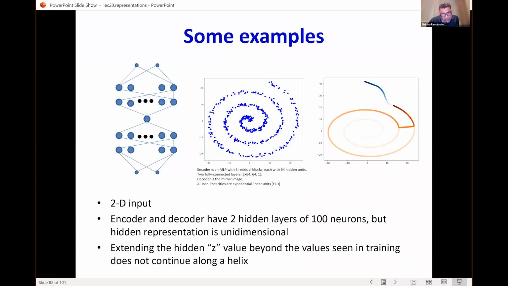So here are some examples. Here, I have data which are lying on a spiral. Now, clearly, there's only one primary direction of variation.